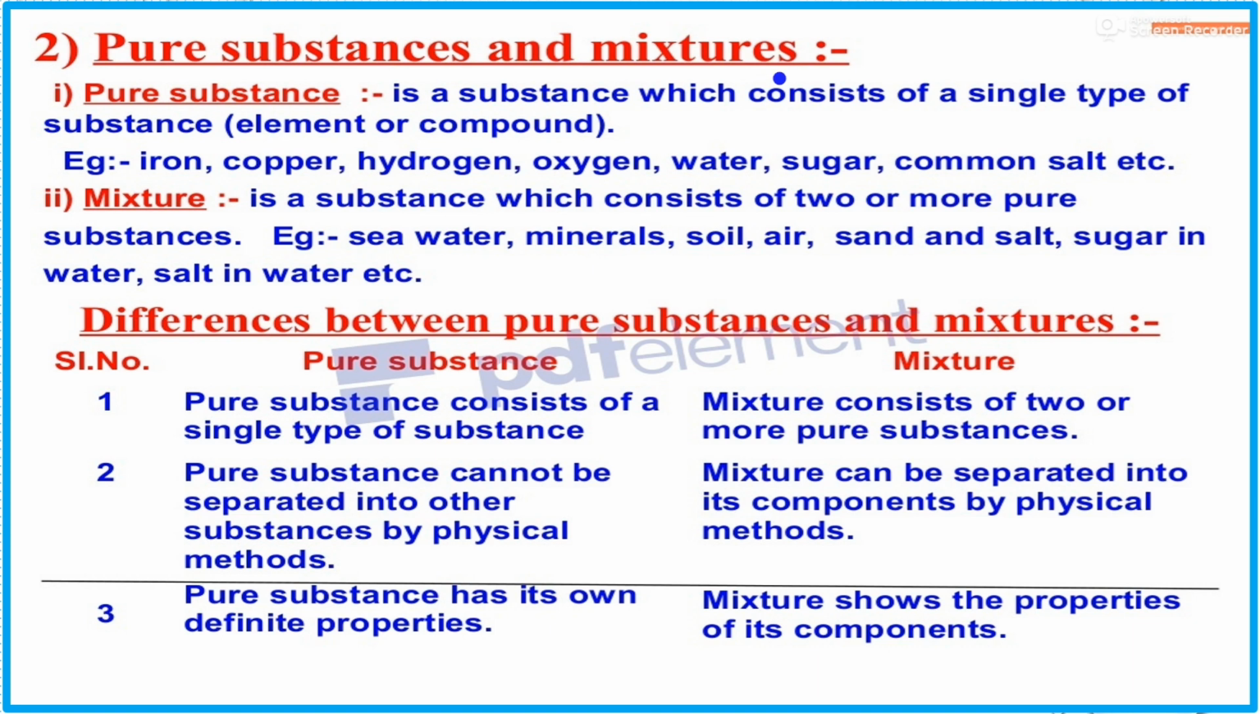But a mixture is a substance which consists of two or more pure substances. That means a mixture of two or more pure substances is called a mixture. There are different pure substances you can find. For example, seawater.